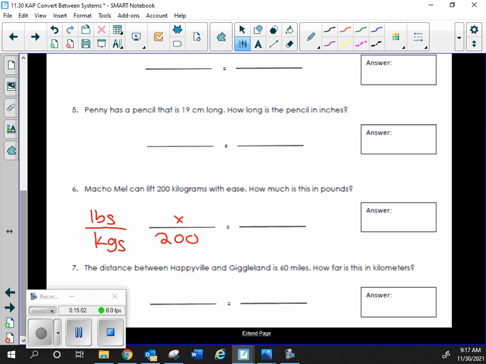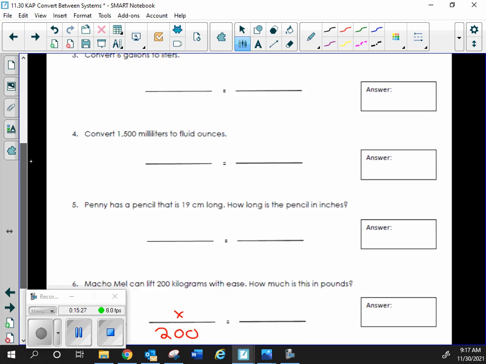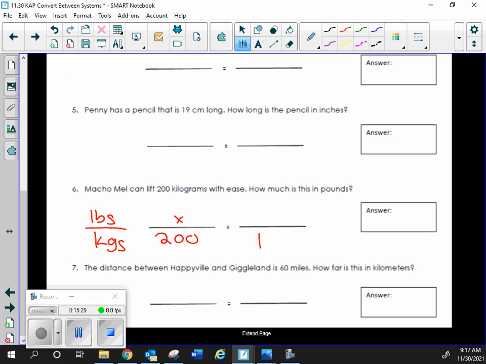Okay, and then we need to go find that conversion. So again, ask yourself, I'm going from what unit to what unit? Kilograms to pounds. So let's go find that one. I would use this one, going from kilograms to pounds. 1 kilogram is 2.205. Don't know if you remember that.